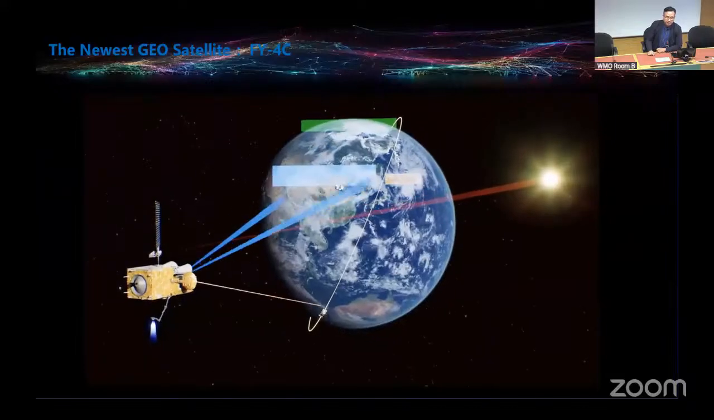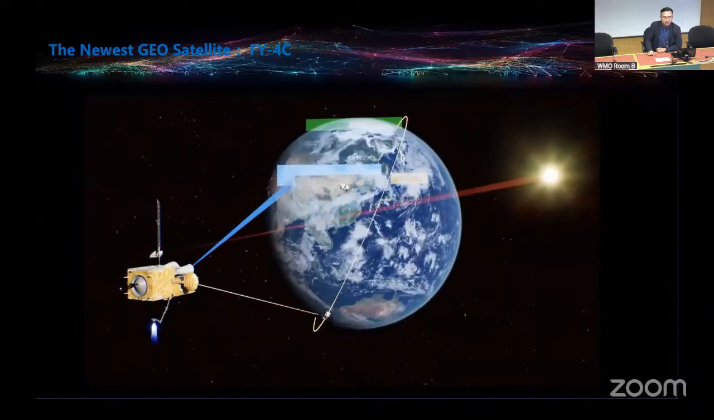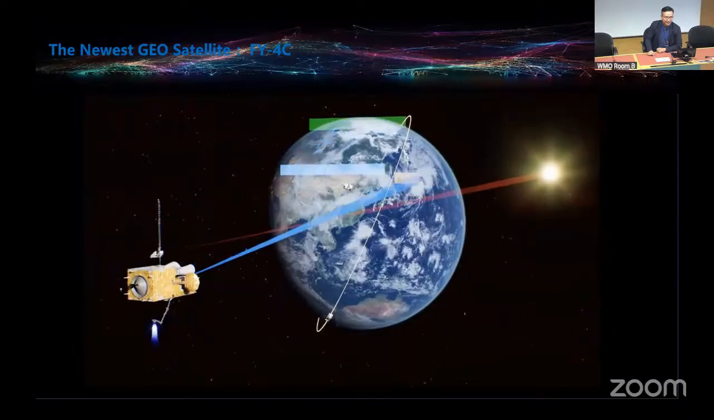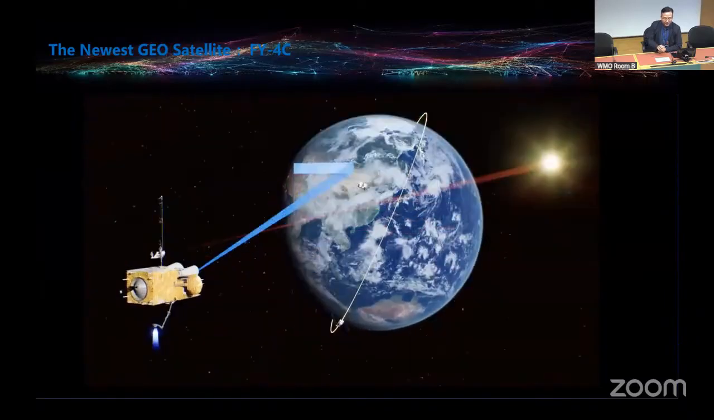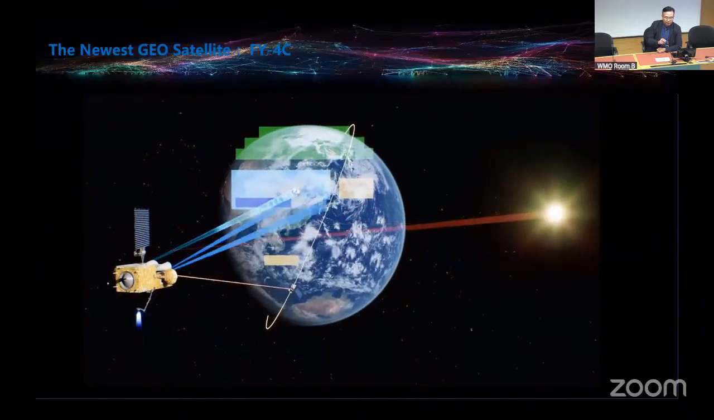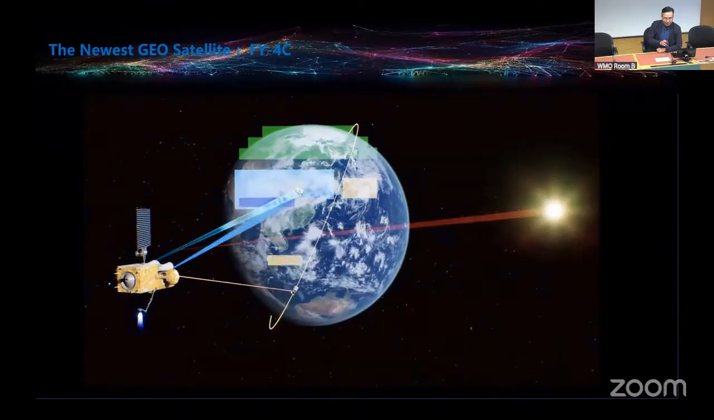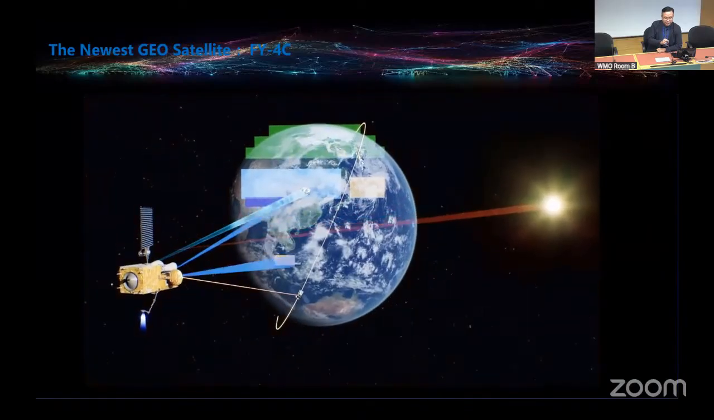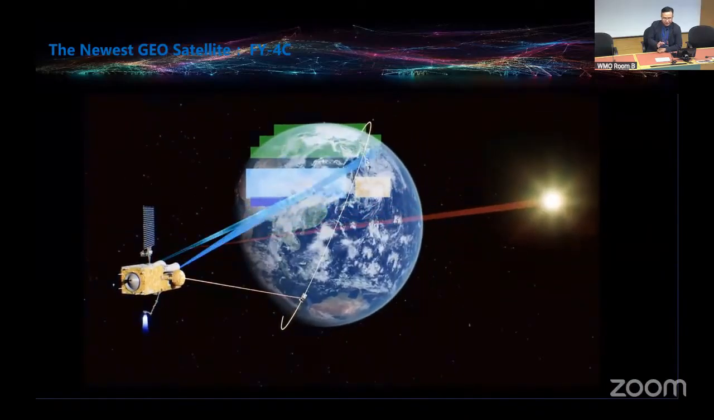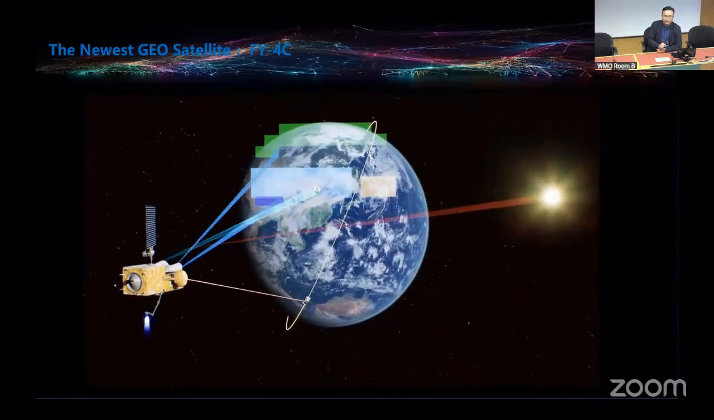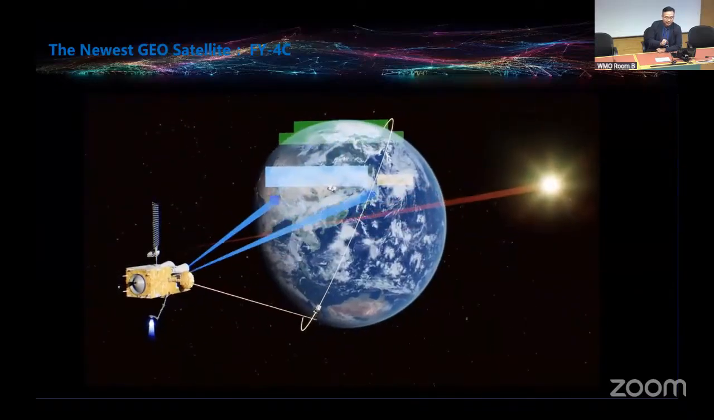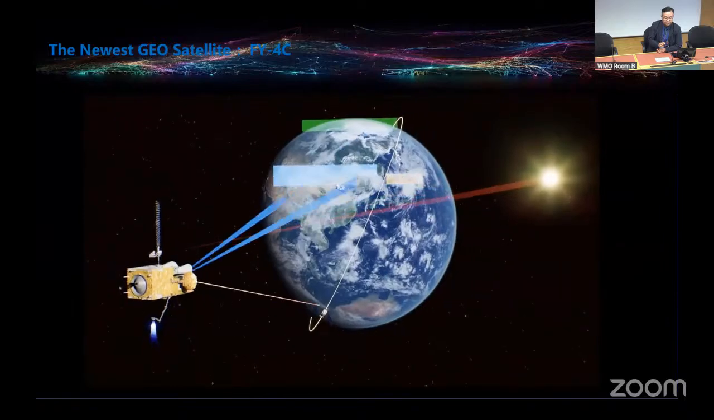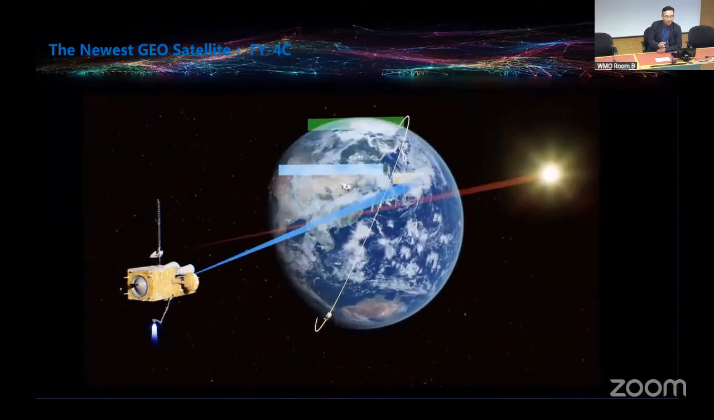Next, please. The newest Fengyun satellite is Fengyun 4C. It's a geostationary satellite. From this animation, we can see the yellow line. We can see the geostationary satellites and the polar orbit satellites linked by laser communication technology. It means we can realize the comprehensive application of the polar orbit satellites and the geostationary satellites.